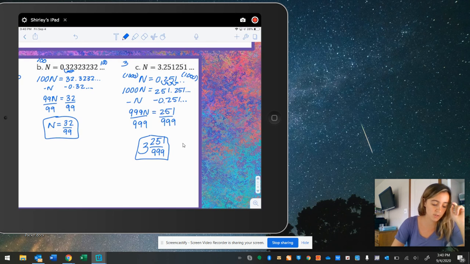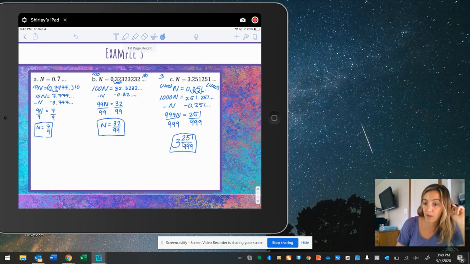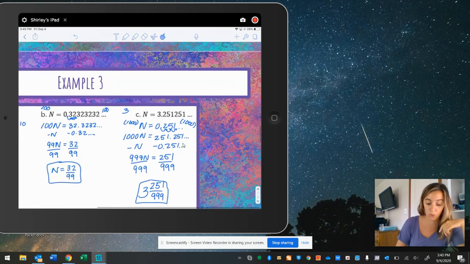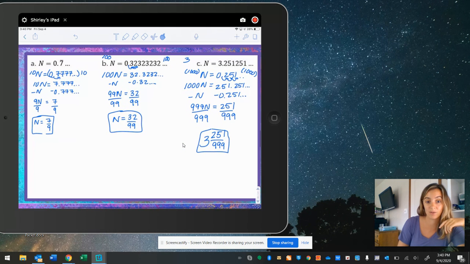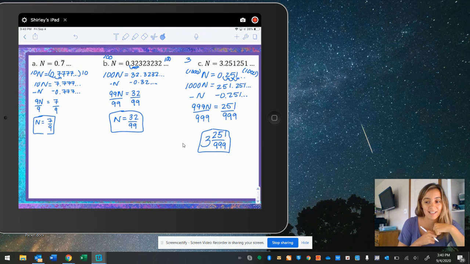Okay? So what do you notice about that pattern? Think about it, because when we come back together as a whole group to discuss this lesson, we're going to talk about that pattern and see if you can maybe estimate what a fraction is going to be without doing all of this work. I had 7 repeating, and I became 7 over 9. I had 0.32 repeating, and I became 32 over 99. And then I had 251 repeating, and I became 251 over 999.